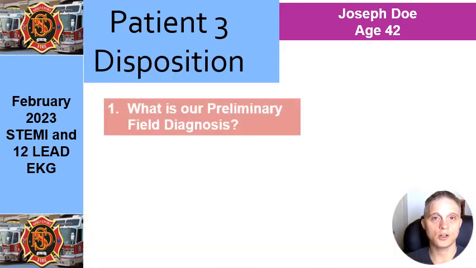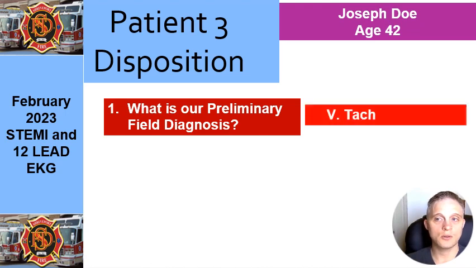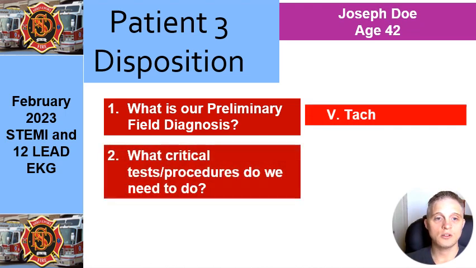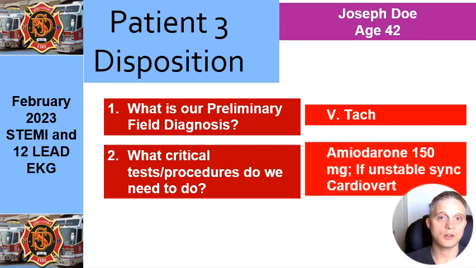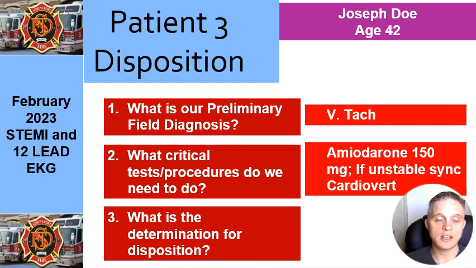All right, so let's go through our primary survey with this patient. What do we think is going on? VTach. And what tests do we do? Well, we've already done the 12 lead, get our IV, prepare for the worst, prepare for this patient to go into arrest. But what do we need to do medically? Well, amiodarone is an excellent drug for this. 150 milligrams IV push over 10 minutes. You can put it in a bag and let it drip in. And then if it doesn't work, you can do another one. If the patient's unstable, then we need to do a synchronized cardiovert. Again, preparing for the worst. What is the determination for disposition? This patient needs to go to the closest facility to be able to assist them through their crisis.